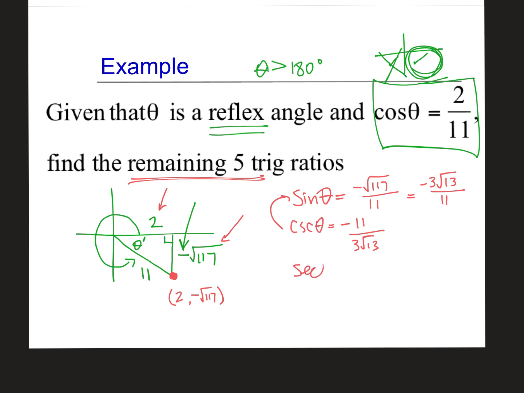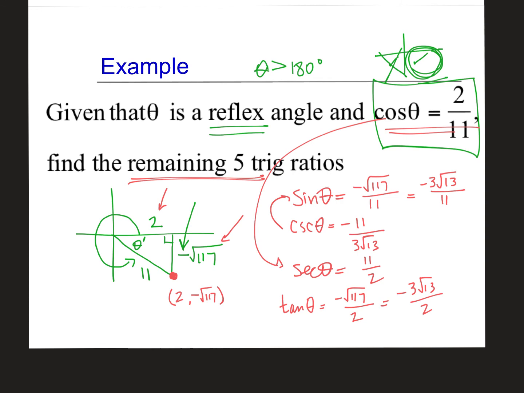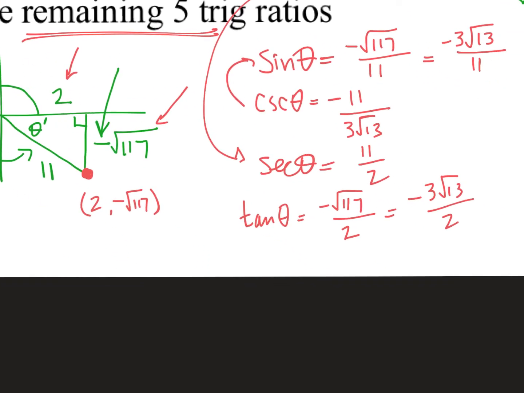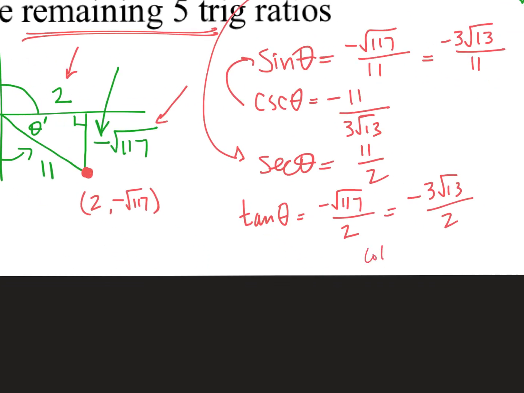Let's do secant next, mostly because cosine was given and those are reciprocals, so that's a really easy one to just flip over. All right, next let's do tangent, which is the opposite side over the adjacent side, which simplifies to negative 3 rad 13 over 2. And then the last one, the cotangent of the angle, which is just the reciprocal of the last one we figured out, so 2 over negative 3 rad 13.